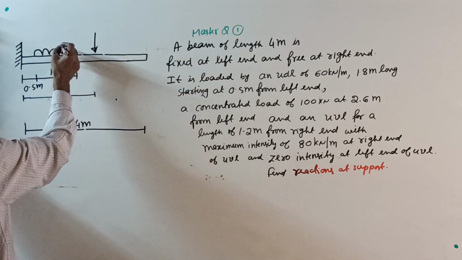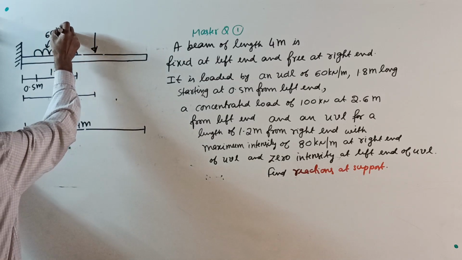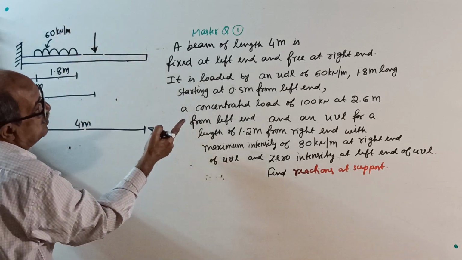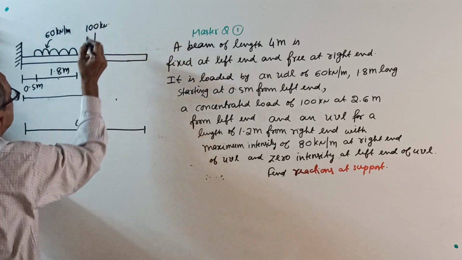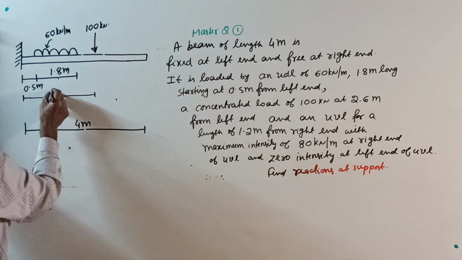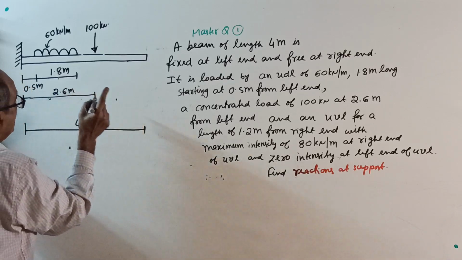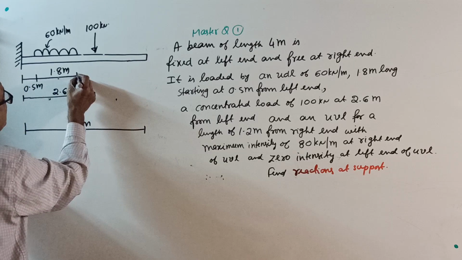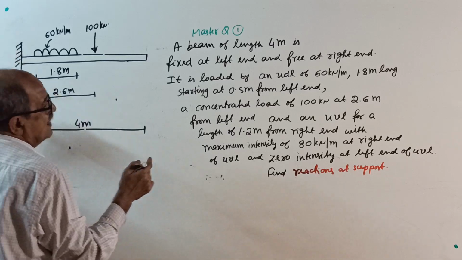I forgot to write the UDL here. It is 60 kilonewton per meter. This point load is 100 kilonewton. I'll check the camera first. This is, they told, 2.6 meter. So you can do one thing. This gap you can write later. I won't tell now. Okay, then further.